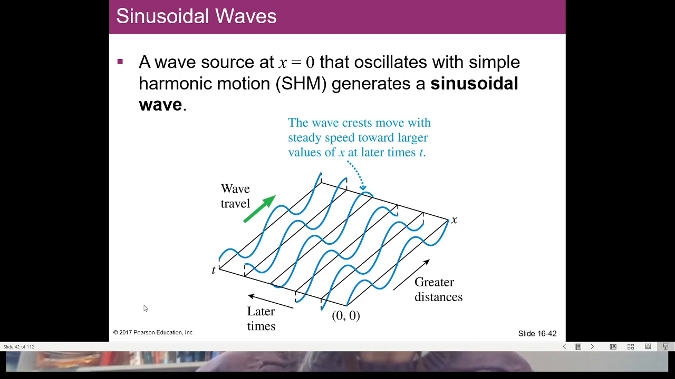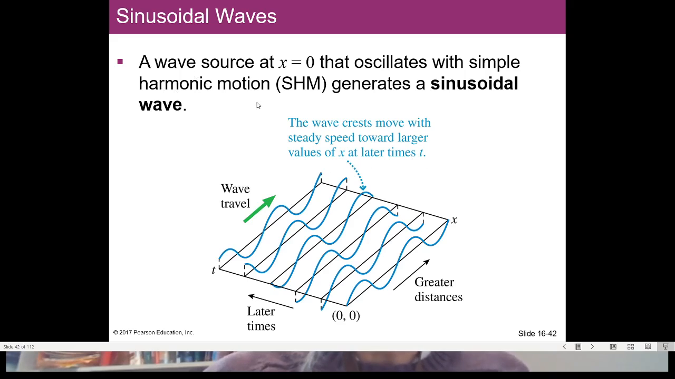Okay, so here again we have the three-dimensional graph. Here we have the x direction, and here we have the t direction. So the wave at t equals 0 looks like this. At a little bit later time looks like this, at a little bit later time looks like this, and so on. Notice that the wave travel is going this way. The wave crests move with a steady speed towards larger values of x at later times t, right?